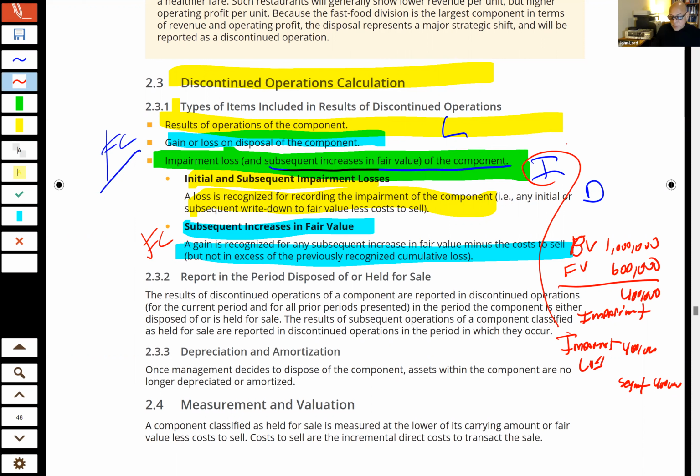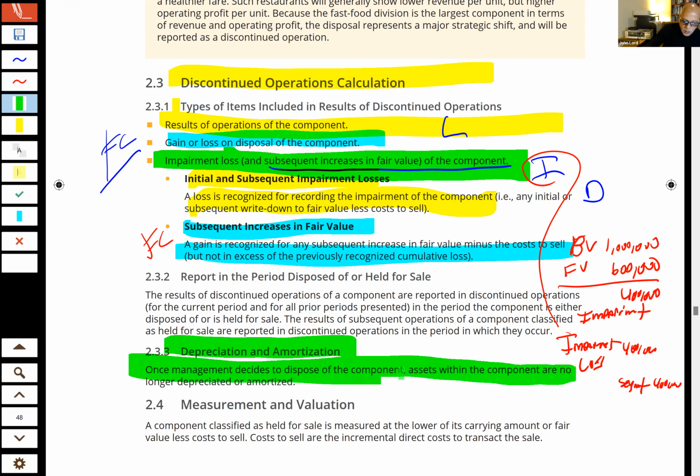Now if it comes back for some reason, you can write it back up to $1 million, but you can't write it up to 1.2 million. You can't write it up past its initial book value. Once we have decided that we are going to dispose of a segment, we are no longer allowed to report depreciation on that. When I say we're not allowed by the accounting standards, you do not report depreciation anymore. Think about it.